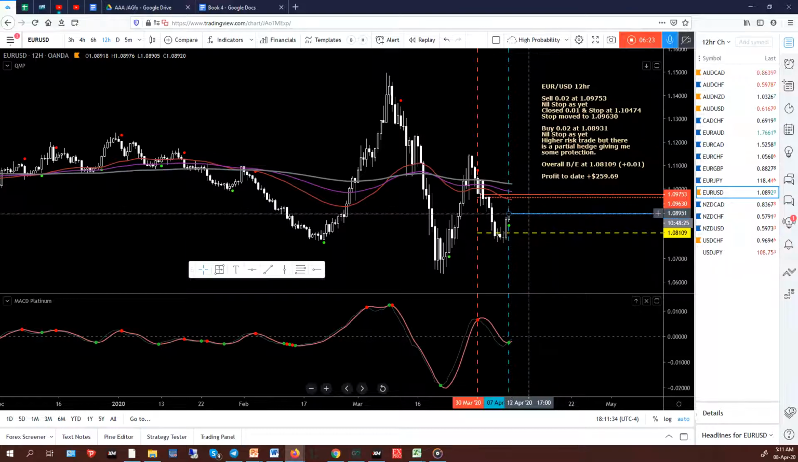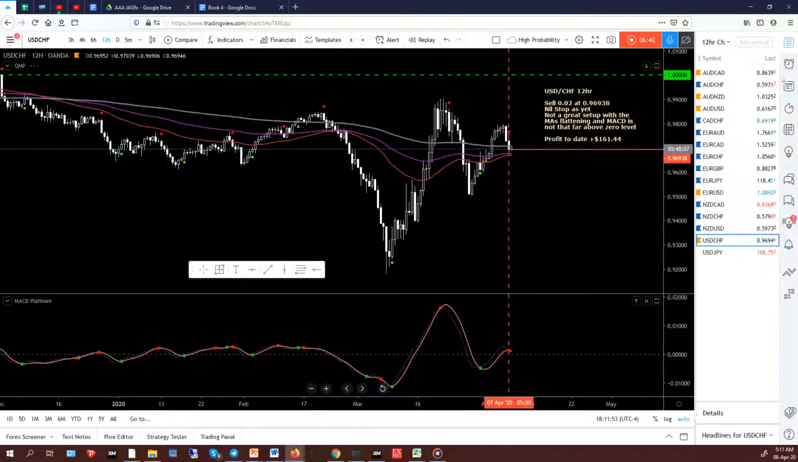But hopefully it'll stay above there and push up to the MAs, take out that stop, close that sell trade out, and the MACD platinum might be through the zero level where I close half the buy trade out and put a stop in place. All sounds good in theory.